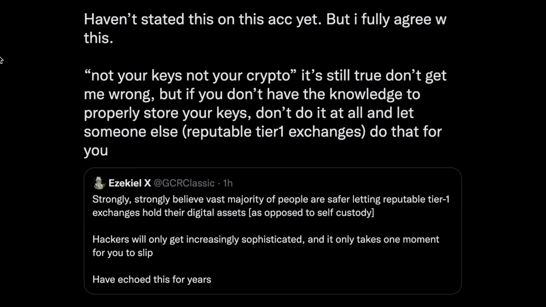Another user stated that he actually agrees with that. Not your keys, not your crypto is true, but don't get me wrong. If you don't have the knowledge to properly store your keys, don't do it at all, and let someone else, like for example Binance, do that for you. So my friend, did you learn the lesson today? Are you ready to hold your crypto, to make passive income? Because with what I told you, you literally have all the tools to do so.